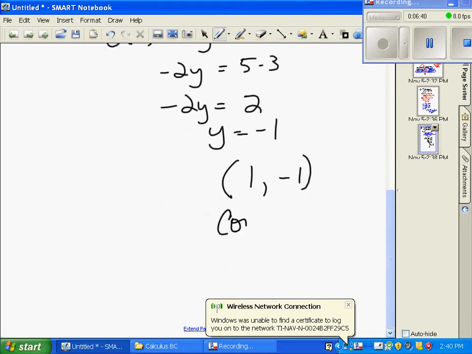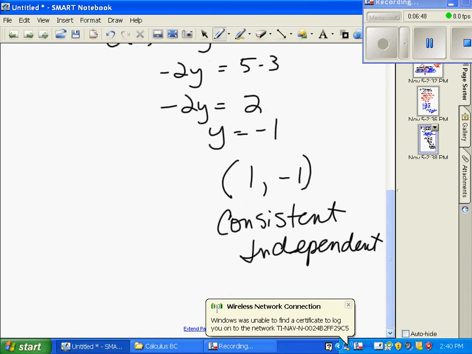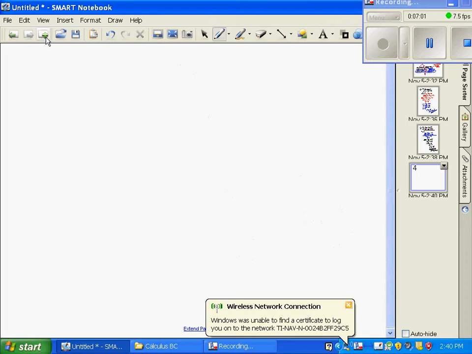Now I call these consistent because we have a solution and they are independent. Okay. Now, the problems on the next page, I'm just going to show you some tricks, just kind of jog your memory on some of these special cases that we have and keep using the correct terminology. So example 3.